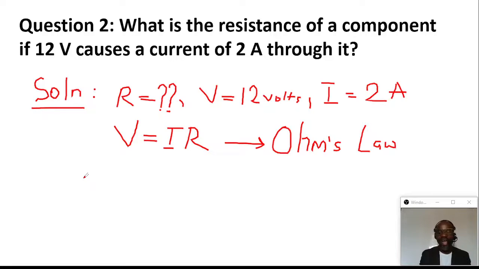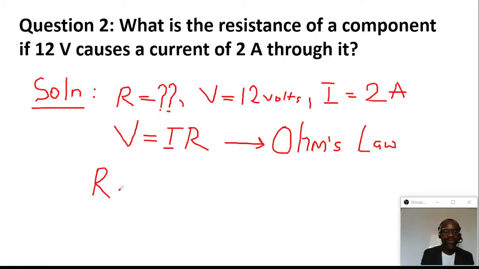We have been asked, according to the question, to find the value of the resistance of a component if 12 volts causes a current of 2 amps to flow through it. So we need to solve it and arrive at the answer. What do we do? The one we are looking for is R. So from this Ohm's law, we make R the subject.